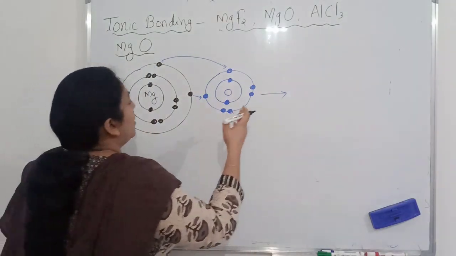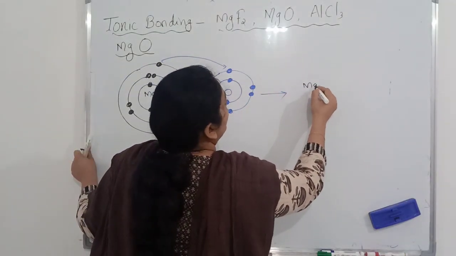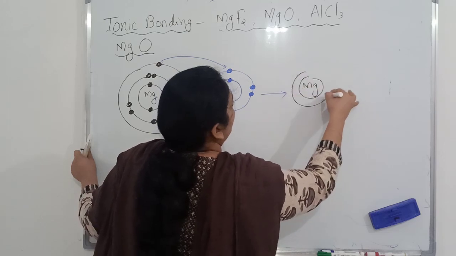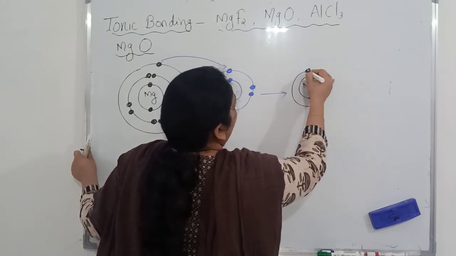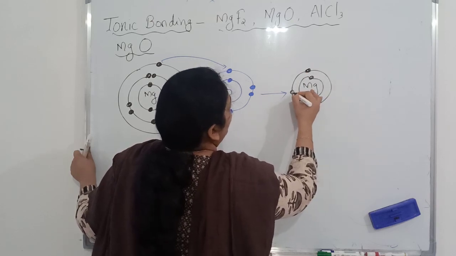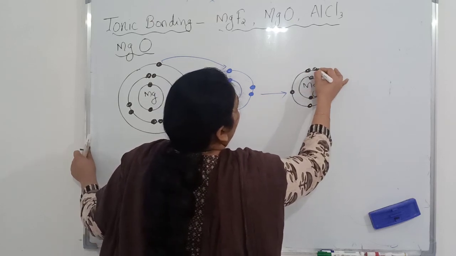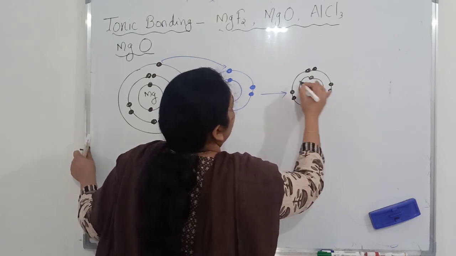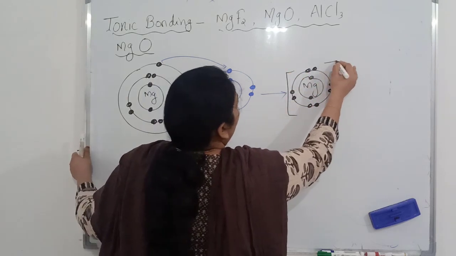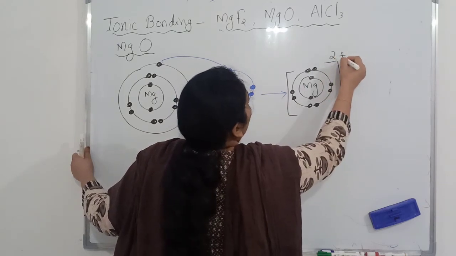Magnesium now has lost 2 electrons. It became only a 2 shelled ion. 2, 8, and became 2 plus.